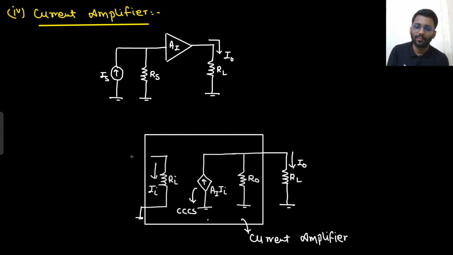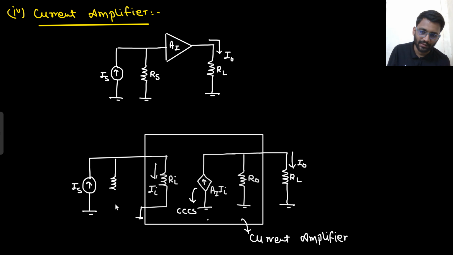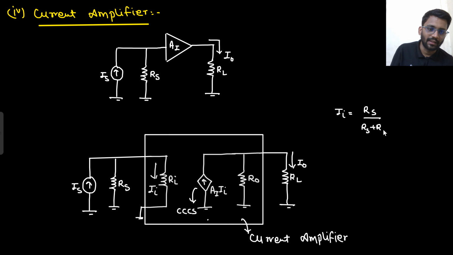Now at the input side you are having a current source and a resistance. There is a current source and in parallel there is a resistance, that is Rs. What will be your I in? I in would be Rs upon Rs plus Rin into Is.